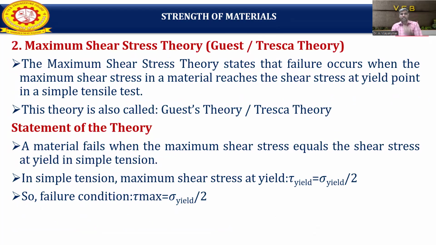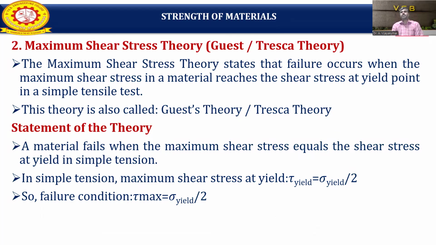What is the second theory? The maximum shear stress theory. We can also call it Tresca's theory. This theory says that failure occurs when the maximum shear stress in the material reaches the shear stress at the yield point in a simple tensile test. You take the material, just giving the load for tensile stress. In this tensile test, failure occurs when the maximum shear stress of the material reaches its shear stress at the yield point level. Then we can use this maximum shear stress theory.